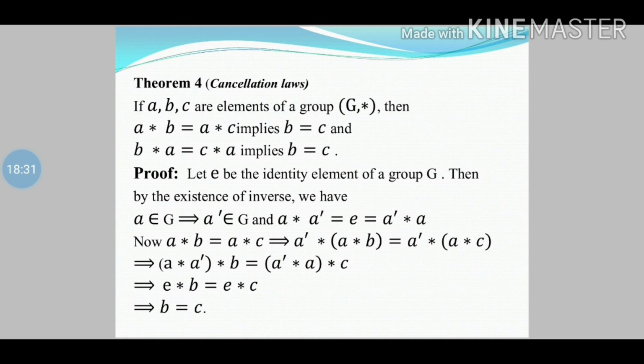Now A star B is equal to A star C implies, starring A inverse on both sides, we get A inverse star A star B is equal to A inverse star A star C. Using the associative property, we can regroup it as A inverse star A star B is equal to A inverse star A star C. Here A inverse star A is equal to identity. Therefore, E star B is equal to E star C, which implies B is equal to C. In a similar way, we can prove the second cancellation law.